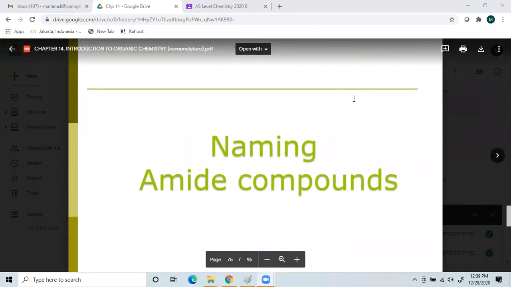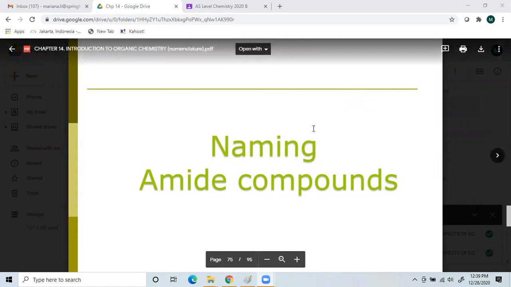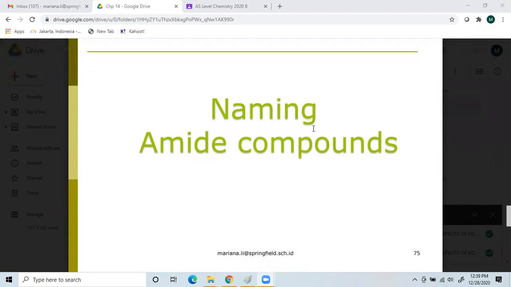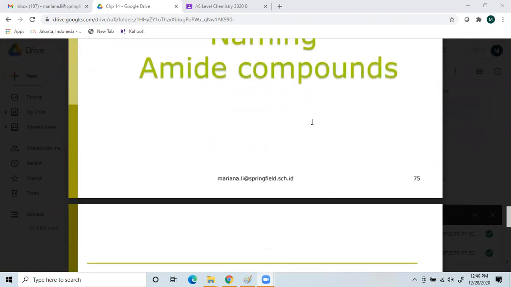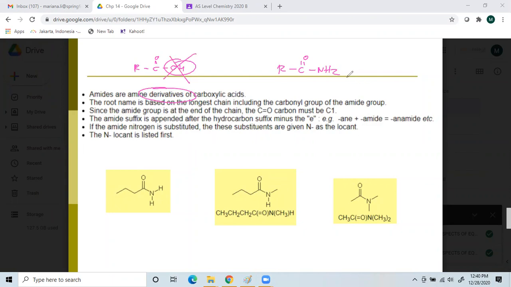So far we already learned about naming alcohol, ether, aldehyde, ketone, carboxylic acid, and esters, so six functional groups. Now I'd like to introduce how to name amide compounds. What's the functional group of amide? Amide is RCONH2. It is called the amine derivative of carboxylic acid, since the OH group from carboxylic acid has been replaced with NH2. So that's why it is called a derivative of carboxylic acid.